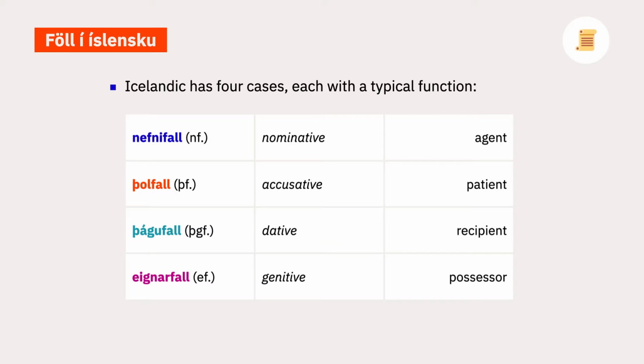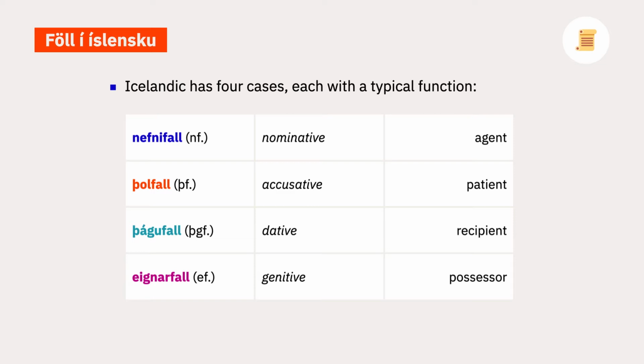So Icelandic has 4 cases or fall, each with a typical function. The first one we know already. Everything we've seen so far more or less has been in the nefnifall or nominative case, which normally indicates the agent or the subject of the sentence. In Icelandic, the subject can sometimes be in a different case, but most of the time it's in nefnifall. Then we have Þolfall, which is the subject of this video.